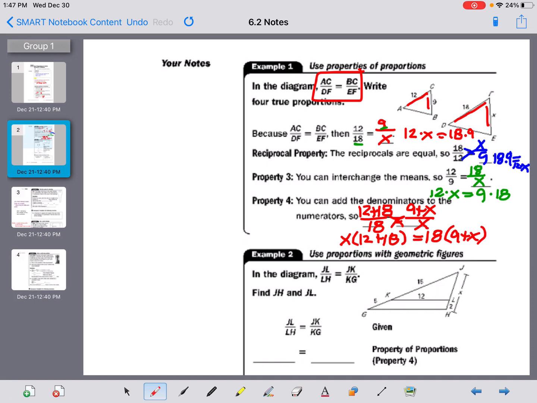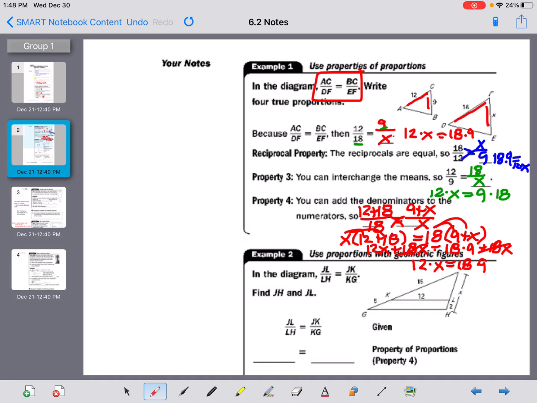Okay, seems funny. I'm not going to do my math here. I'm going to just distribute. So I'm going to get 12x plus 18x equals 18 times 9 plus 18 times x. So that's when I distribute, right? Okay. It looks like I can subtract an 18x off of both sides, and they cancel, and I get 12 times x equals 18 times 9. That's what I started with, right? 12 times x equals 18 times 9.